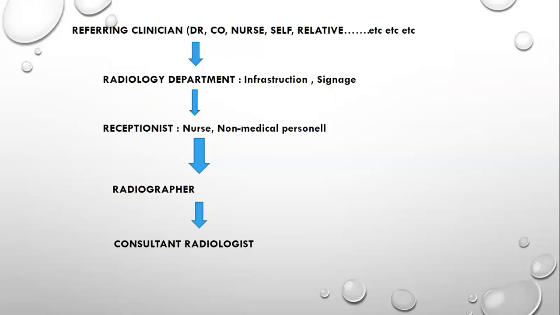So the patient comes in and presents the request form to the first person they'll find at the reception. It could either be a non-medical staff or a medical staff who is going to pick that request form. Then from there, the request form is taken to the radiographer, the image is acquired, and the consultant then interprets.